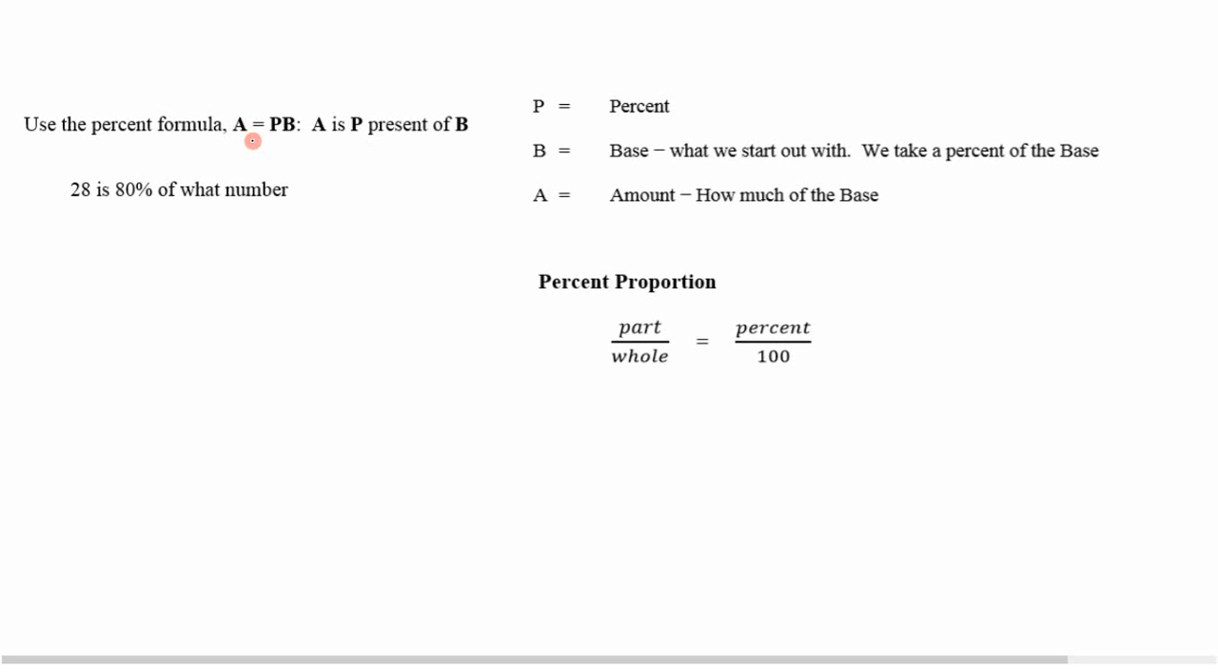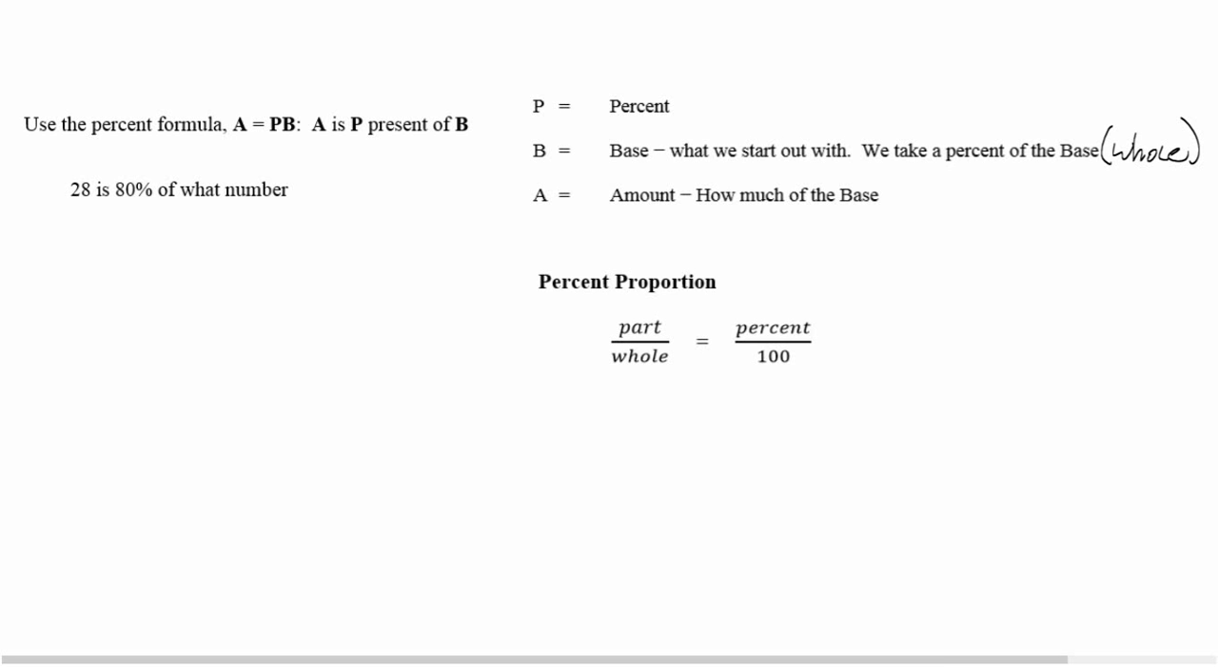In this percent formula, the P stands for percent, the B represents the base. That's what we're starting out with. We always take a percent of the base. A better name for this, I think, is the whole. So if you have a pizza that hasn't been eaten yet, say it's cut into 15 slices, the whole is the entire pizza, all 15 slices.